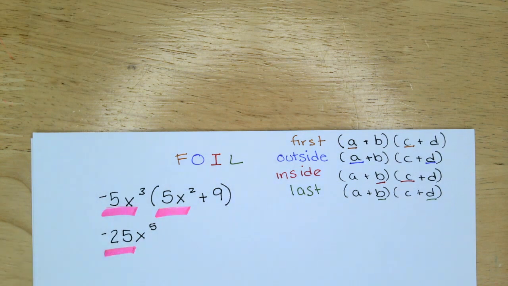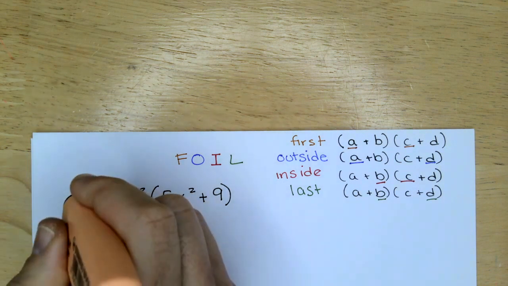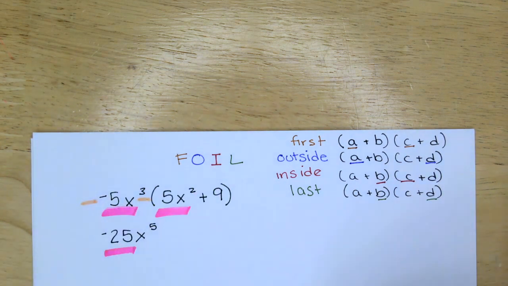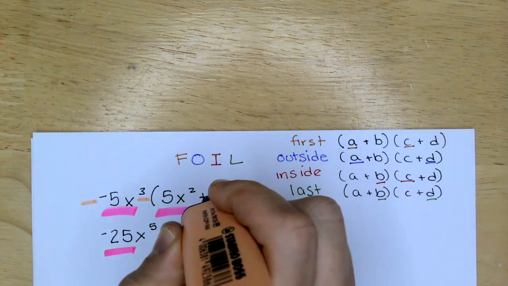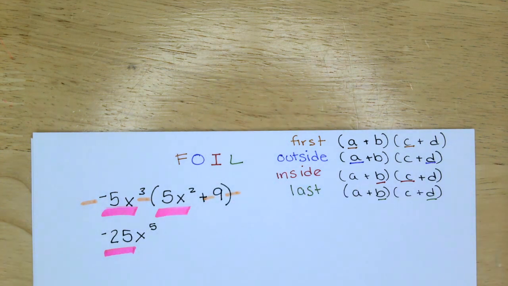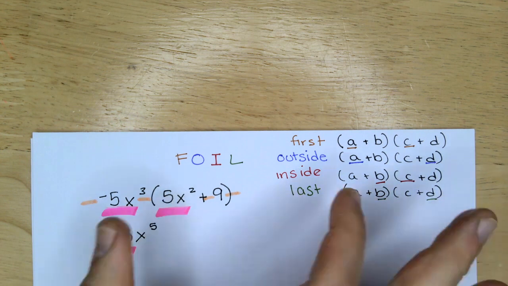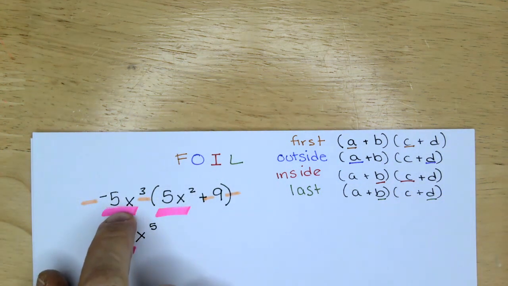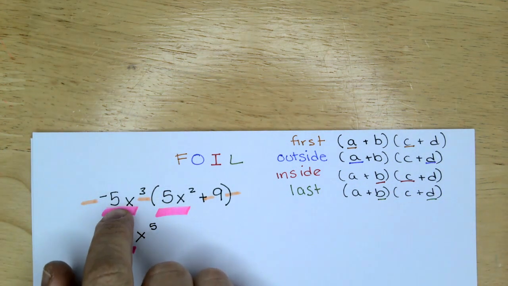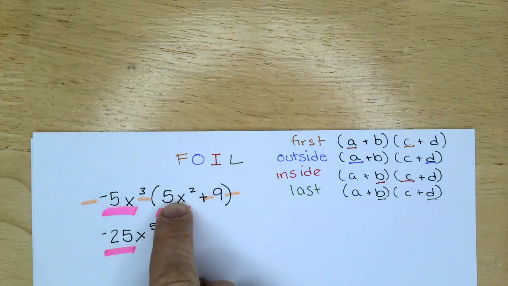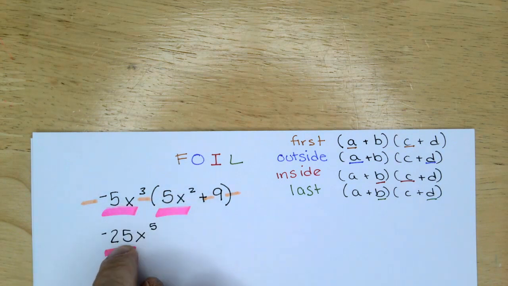But at the same time, that negative 5x cubed has to be multiplied by the rest of the parentheses. So no matter how many terms you have in the polynomial behind the monomial, that monomial has to be distributed to it. So negative 5x cubed times 5x squared, the first term, becomes negative 25x to the fifth.